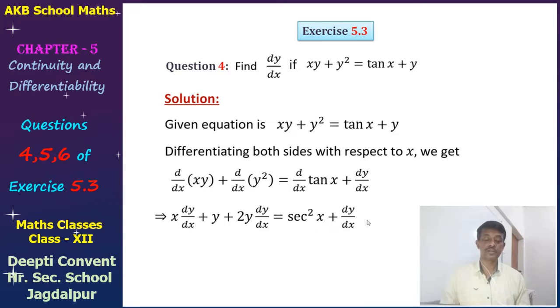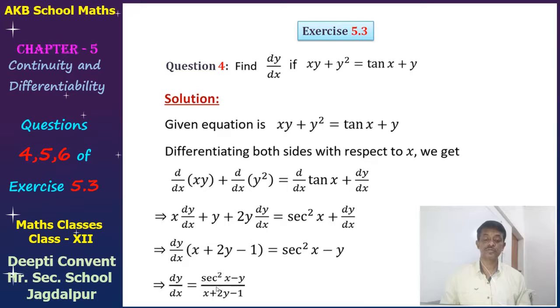So transferring this dy by dx to the left side and y to the right side, we are getting it like this. dy by dx common, so (x + 2y - 1) dy by dx, and here sec²(x - y). So now dy by dx equals sec²(x - y) upon (2x + 2y - 1). This is the value of dy by dx. Here x and y are involved in this derivative.